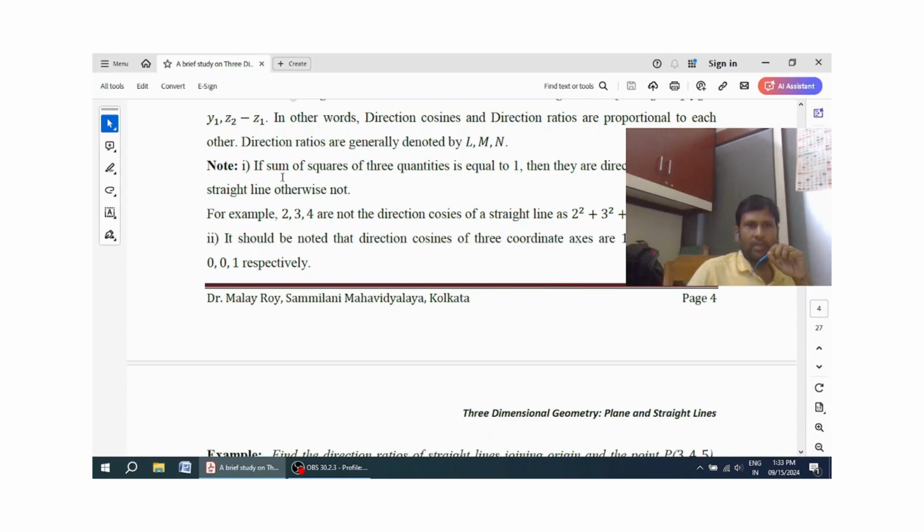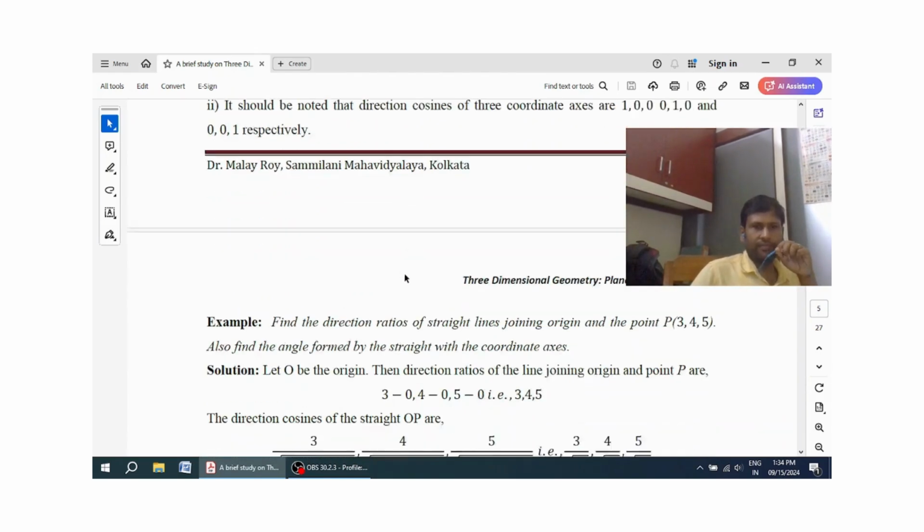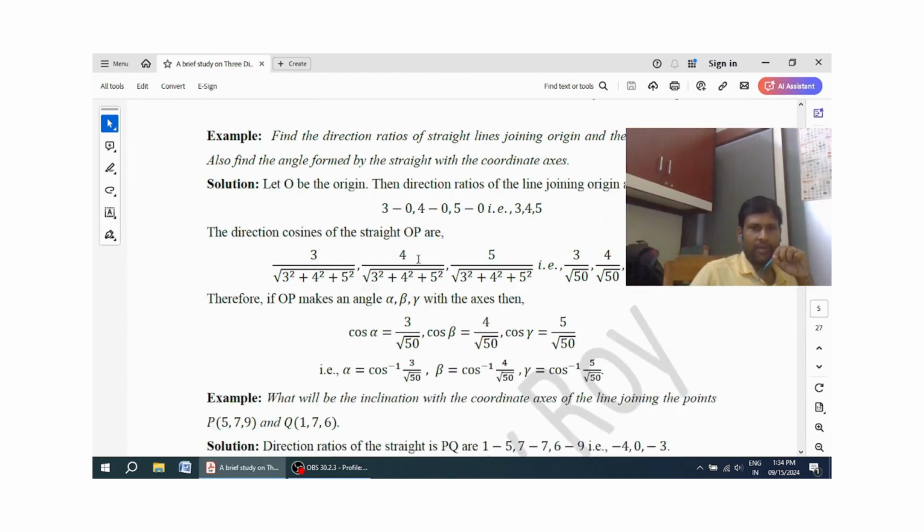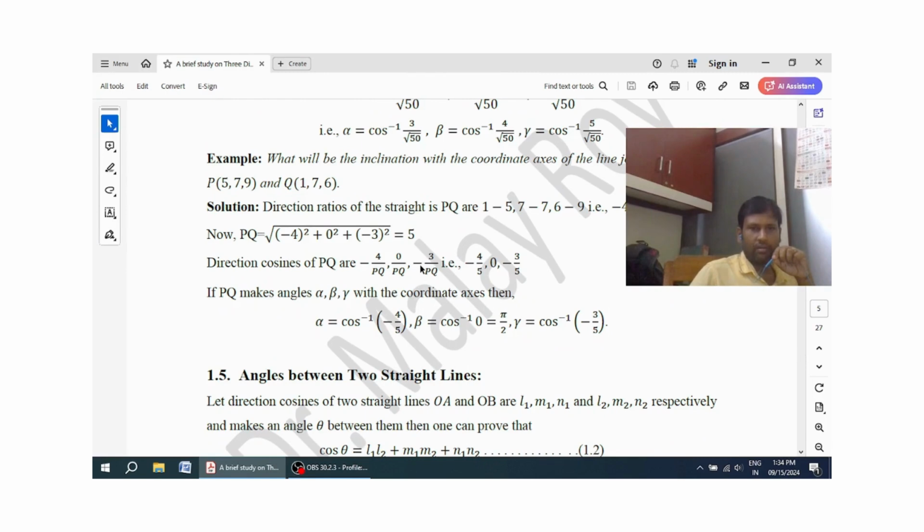Note 1: if the sum of squares of three quantities is equal to 1, then they are direction cosines of some straight line, otherwise not. This is an example we have solved here, corresponding to the direction cosine and direction ratio.